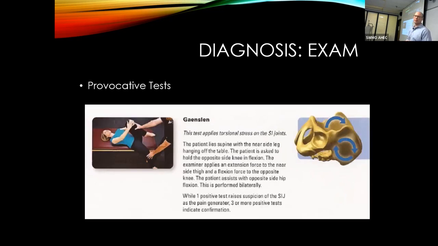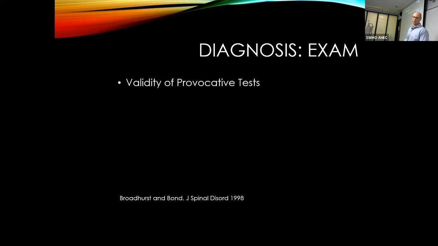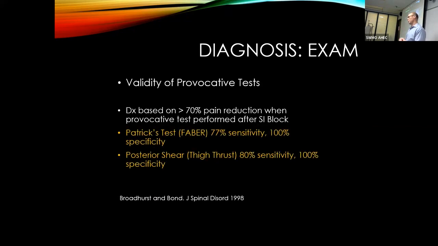The Gaenslen's test is a rotational provocative test. You get one leg off the table, the other leg up, and you're trying to just rock their SI joint. So if 3 of those tests are positive, that's a very high suspicion of their pain coming from your SI joint. And like this slide shows, the Patrick's test or the FABER test is 77% sensitive, 100% specific. The thigh thrust is 80% sensitive, 100% specific. So they can be very, very indicative.